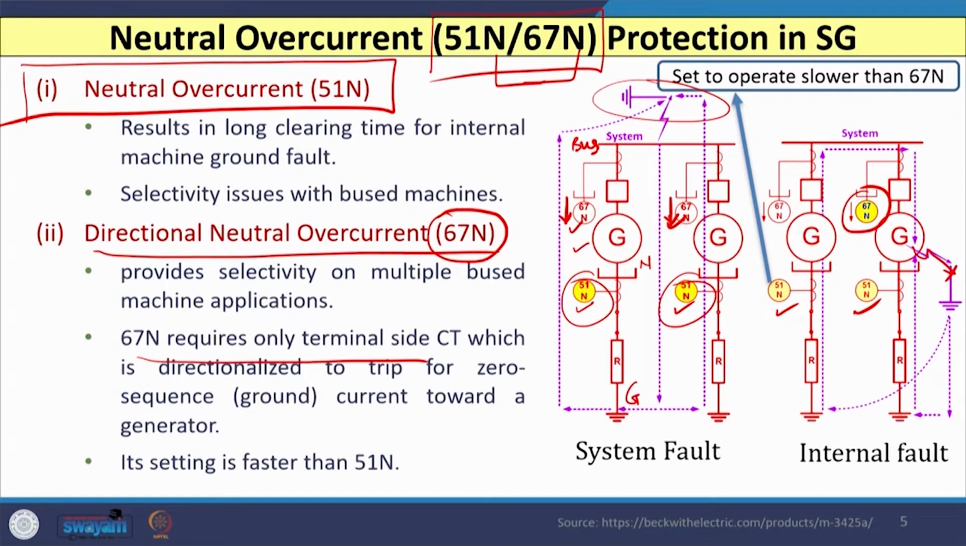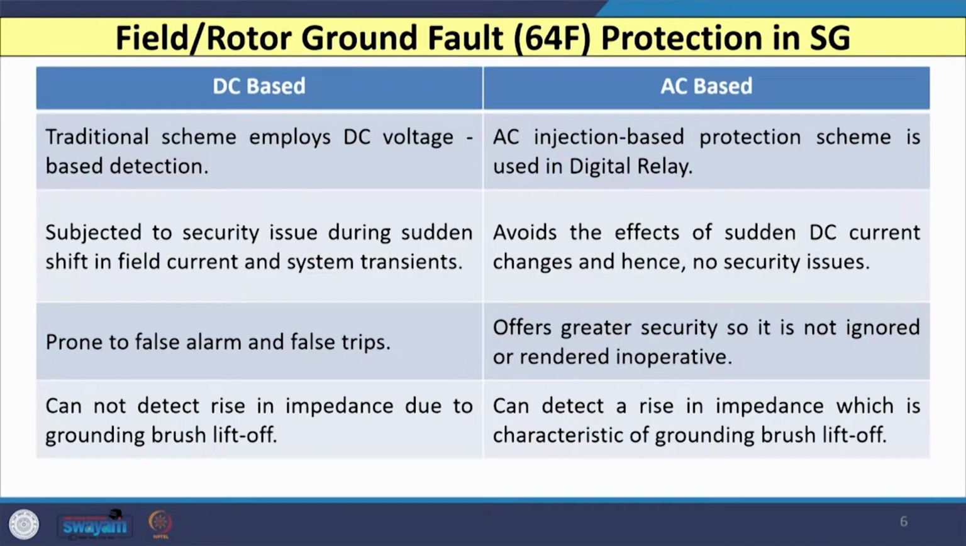So, this is also another added advantage of the 67N scheme. Now, the next category of fault which is possible in the generator is the rotor ground fault.